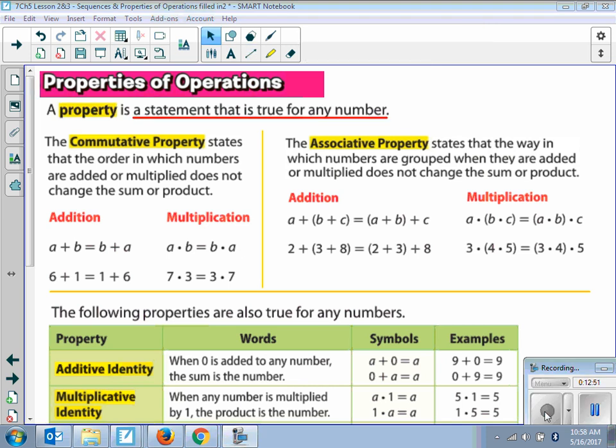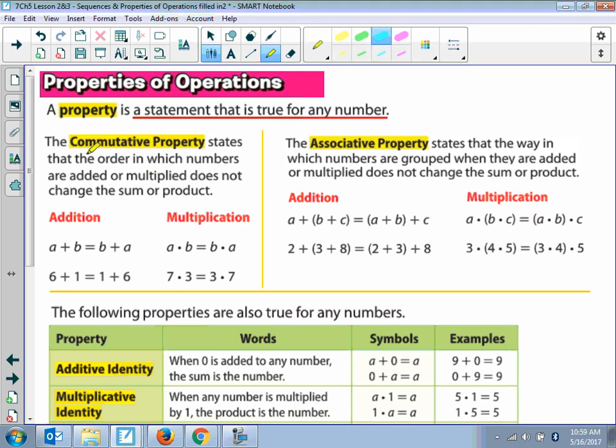The commutative property. Commutative property states that the order in which numbers are added or multiplied does not change the sum or the product. So in other words, a plus b is the same thing as b plus a. Or a times b is the same thing as b times a. That's the commutative property. So here, I would like for you to write the property, and then you can write the general terms for addition and multiplication.